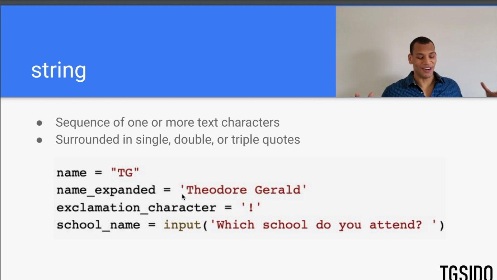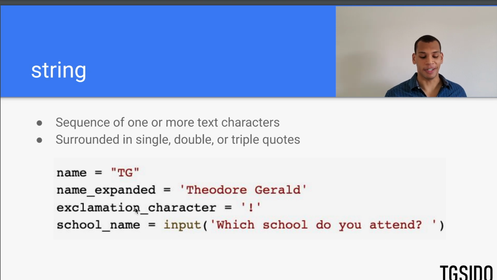Okay, so now over here for string. A string is a sequence of 1 or more text characters, and it can be surrounded in single, double, or triple quotes. Here are some examples. Name is equal to TG, name expanded, Theodore Gerald. I'm not Theodore Gerald, even though people ask me that. Okay, exclamation character has the single character exclamation point.